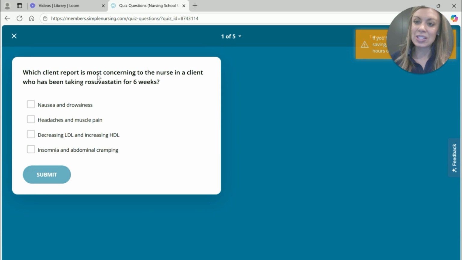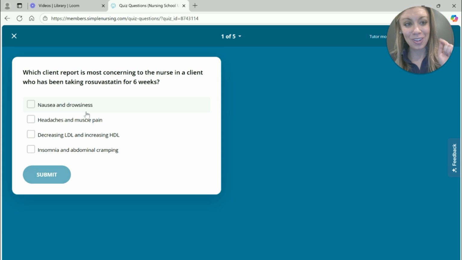Which client report is most concerning to the nurse in a client who has been taking rosuvastatin for 6 weeks? So one thing that we know is that rosuvastatin, a statin, lowers the cholesterol. We want our happy highs, our HDLs, to get higher. And we want our lousy lows, our LDLs, to get lower. So happy highs, we want them higher. Lousy lows, we want them lower. So if it says most concerning, we're looking for something that's bad. So decreasing LDLs and increasing HDLs is not most concerning. That's actually what we want to see.